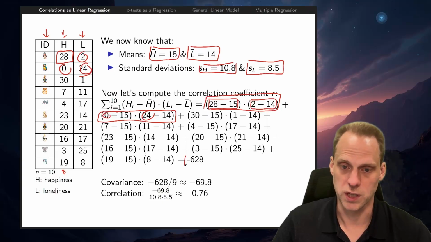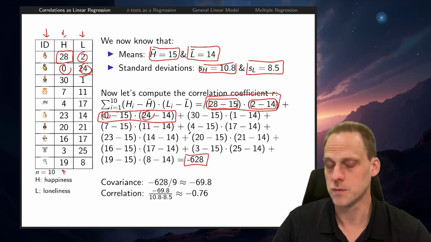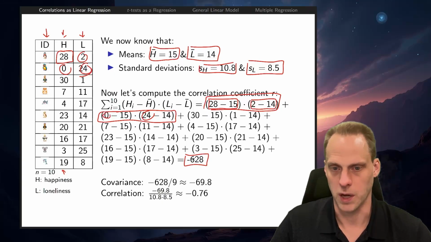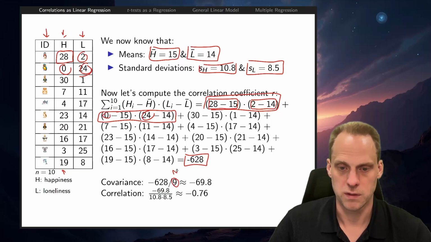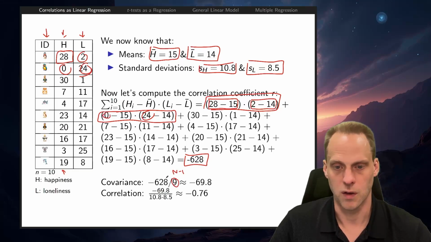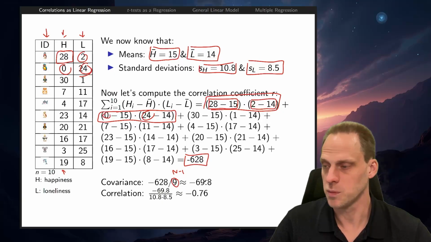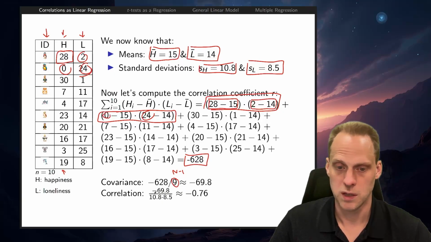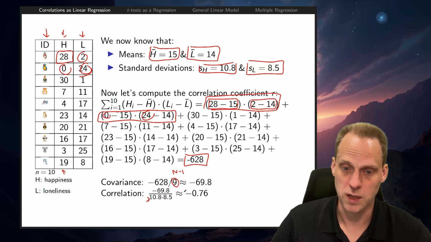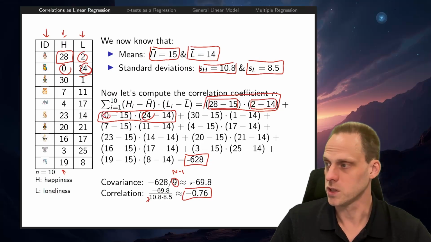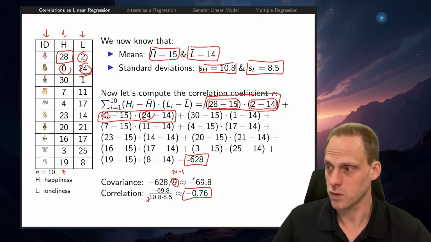We sum all these together, we get some big number, minus 628. We divide it by n minus 1. We get minus 69.8. And then we can calculate the correlation as well by dividing by the product of standard deviations. That's just the formula. We get minus 0.76, so a very strong negative correlation.